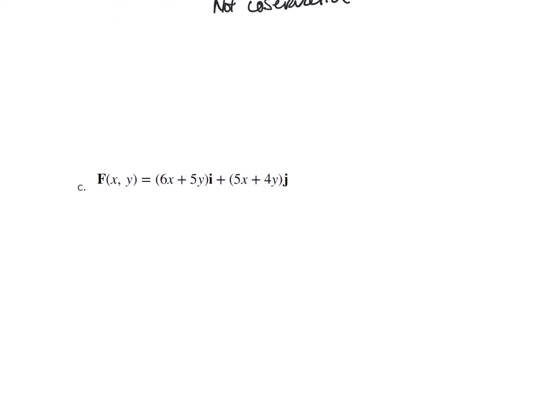Let's take a look at my next example here. Again, I'm going to just rewrite this as 6x plus 5y, 5x plus 4y. I'm going to take p with respect to y. This is my p. This gives me 5. I'm going to do my q with respect to x. This gives me 5. These are equal, so this is a conservative field. So that means I can find my potential function.